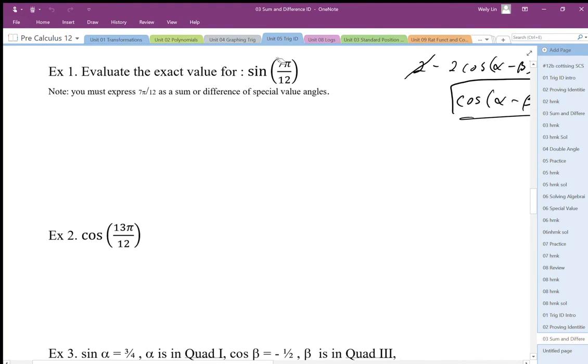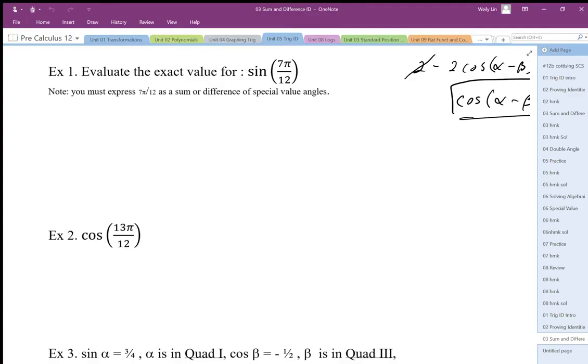We're going to try to get exact values of angles of pi over 12. Now, these angles of pi over 12 are not special angles. However, we can express them as the sum or difference of our special angles: 1/3 pi, 1/4 pi, or 1/6 pi.